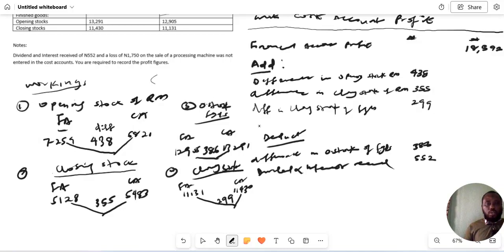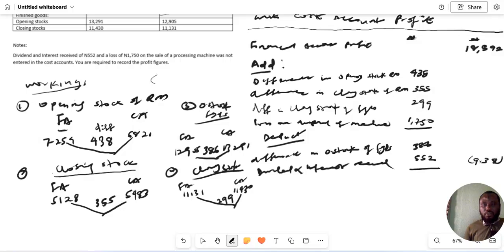So loss on disposal of machine, that is 1,750. Now let's add all the figures and see the difference. 386 plus 552 will give us 938.